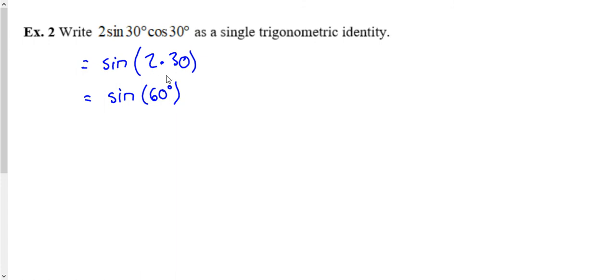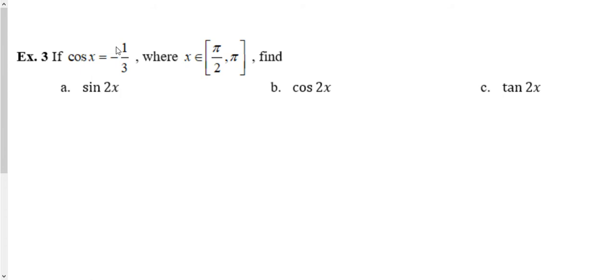There we go. We have it as just one trig identity. In example number 3, we have if cos x equals negative 1 over 3, where x is, and here we are given a domain restriction. This is between pi over 2 and pi, so aka 90 degrees and 180. We want to find all three of these double identities.